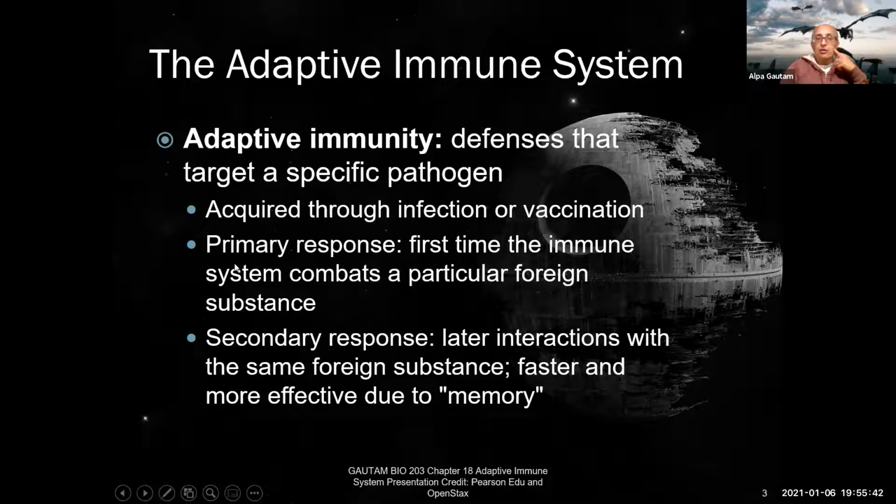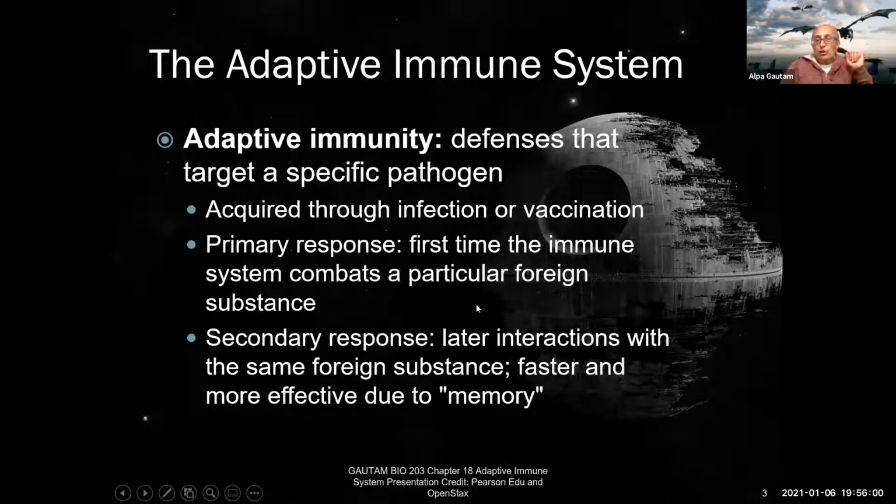So there are two responses. There's a primary and then a secondary response. The primary response, of course, primary. So this is the first time that the immune system interacts with that pathogen. The secondary response is when the immune system encounters the same pathogen a second time.